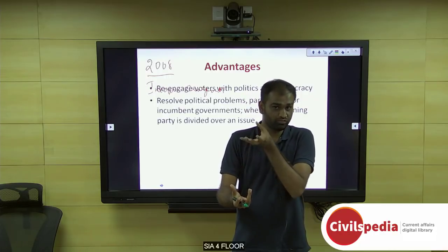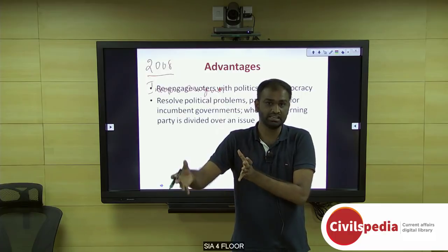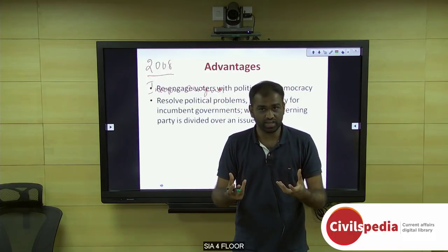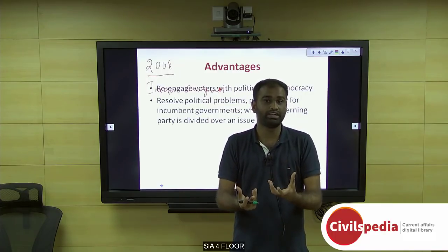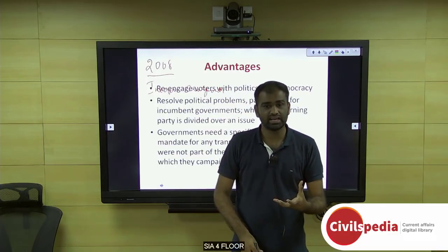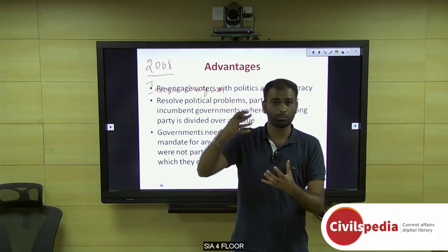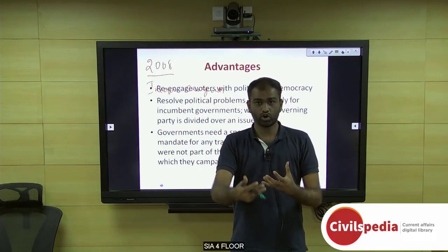David Cameron came from that faction which argued for the UK remaining in the EU. Since there were two warring factions, to basically resolve their political dispute, he called for a referendum. And the next one is that if the government is trying to make any huge changes to the constitution which was not part of their election campaign, they can call for a referendum.